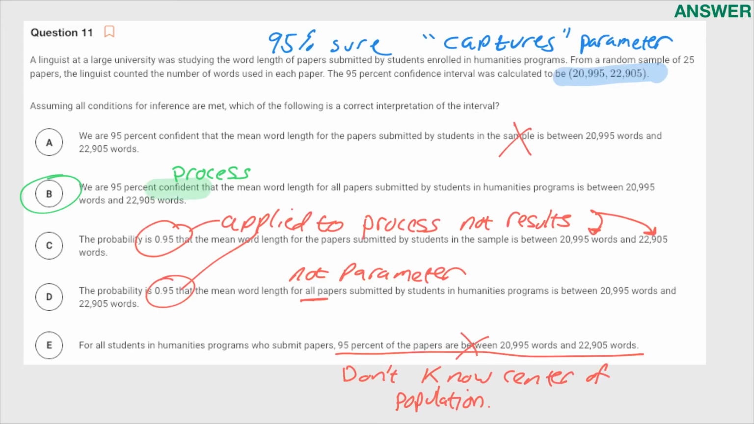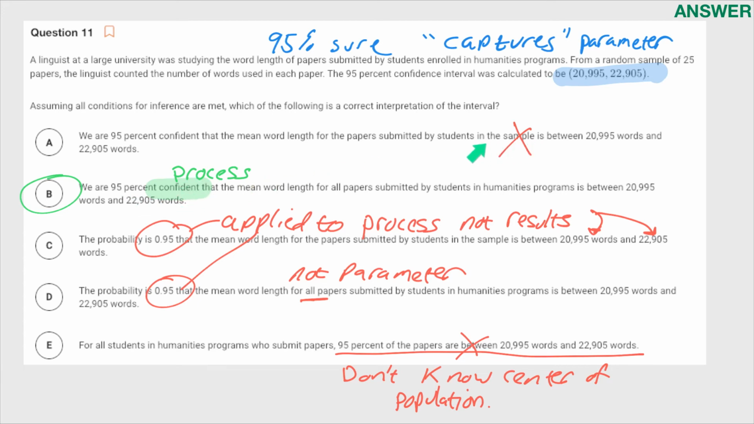Most of this question centers around what does 95% mean? We are 95% sure that it captures the parameter. Sure is a level of confidence for the process, not for the results. The best option is B. We are 95% confident in our work or in our process.